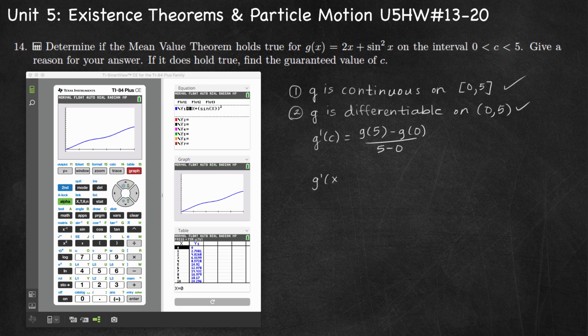g prime of x equals 2 plus 2 times the sine of x times the derivative of sine x. We're using chain rule to take the derivative of sine squared x. So g prime is 2 plus 2 sine x cosine x.